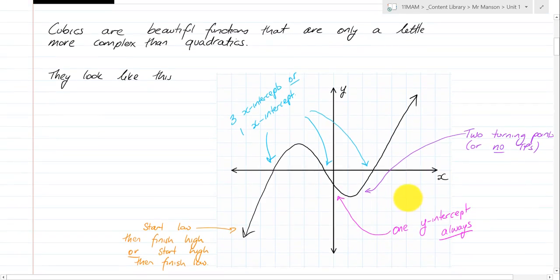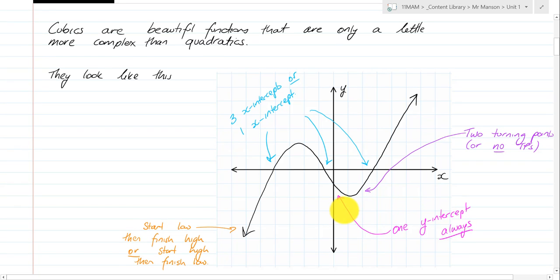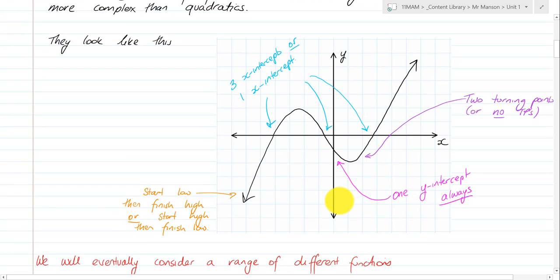Thanks. Okay, so here's some stuff about cubics. Cubics are beautiful functions that are only a little bit more complex than quadratics. I really want to stress that a lot of the stuff we do at the moment is going to be just a slight extension on quadratics, and we're going to be using very similar stuff. This is typically what a cubic looks like. It's a bit of a mess, but I wanted to write this so I could then talk about it. The cubic is the black bit there, and I'll just highlight it for you. So this is the cubic function here.